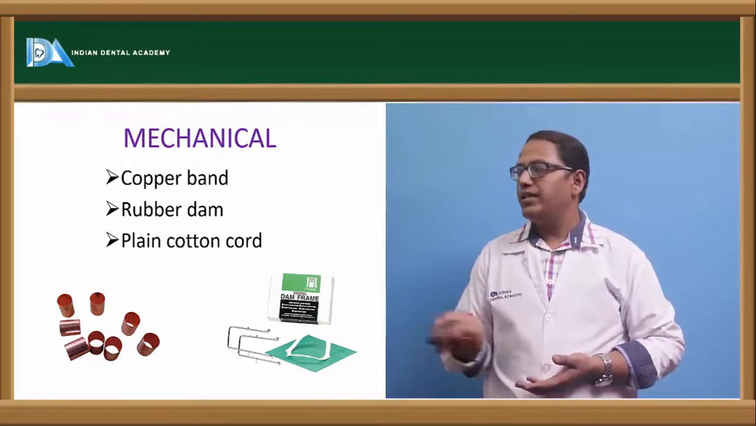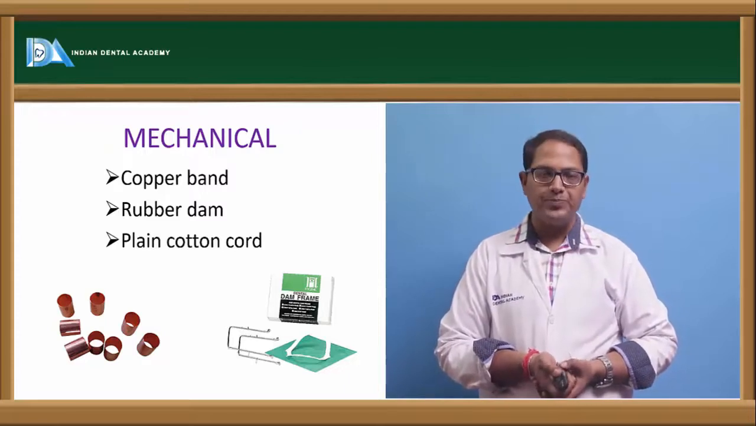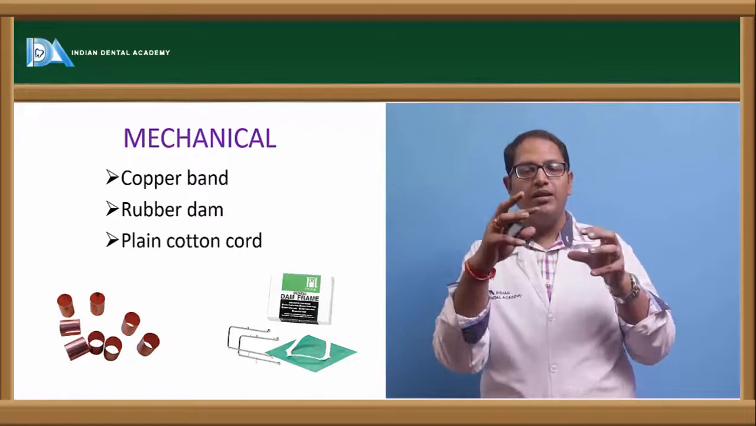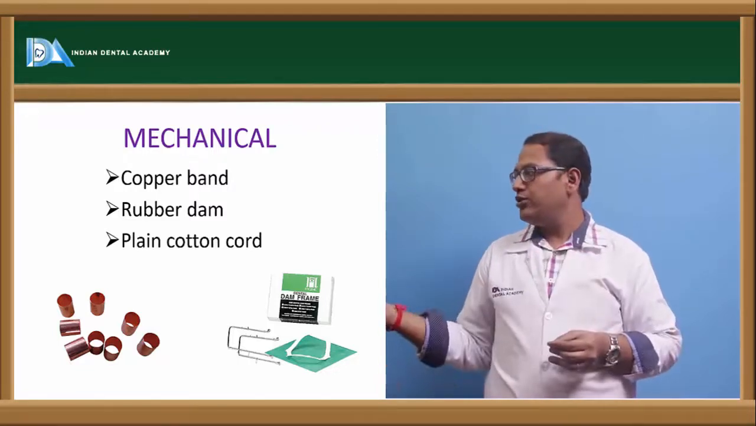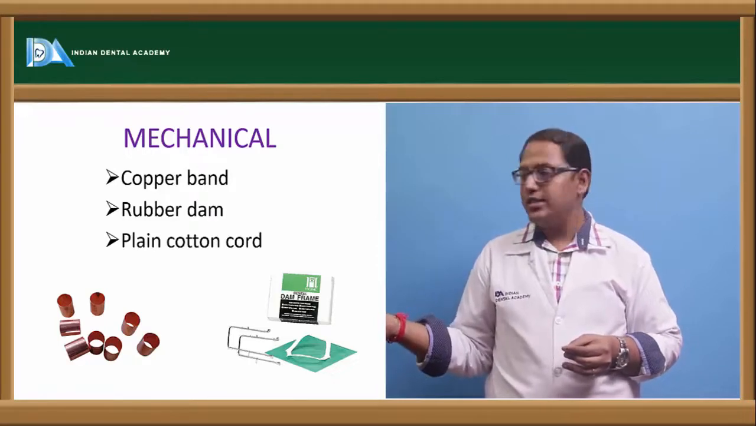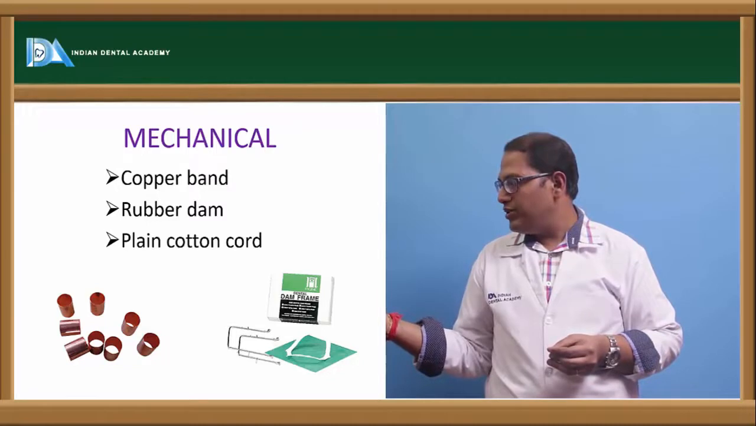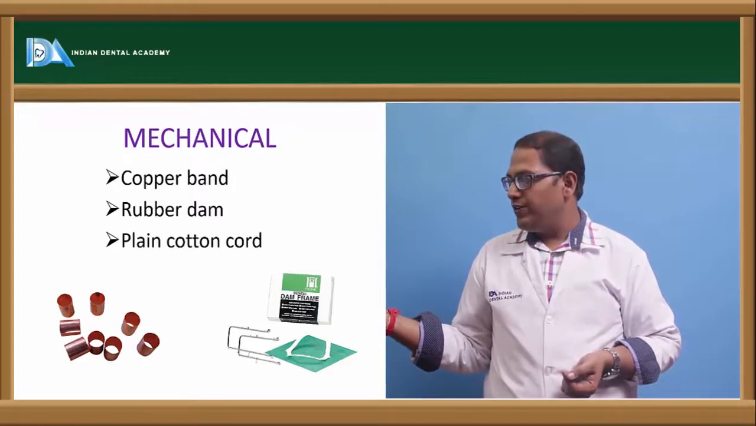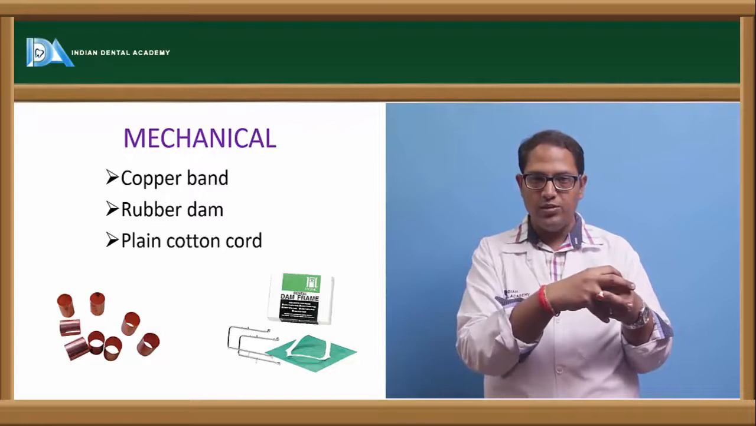Second is the copper band. This was a technique discovered years back. They had a small cylindrical kind of band that goes and sits over that particular tooth only. Very important to note, this copper band technique can be used only for a single impression. It cannot be used for multiple. This hollow cylindrical band fits onto the tooth.